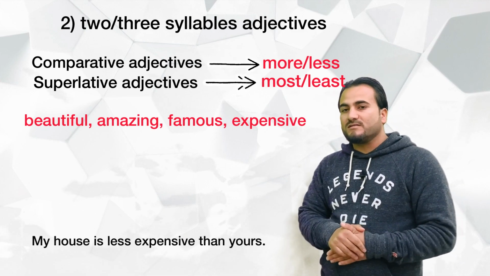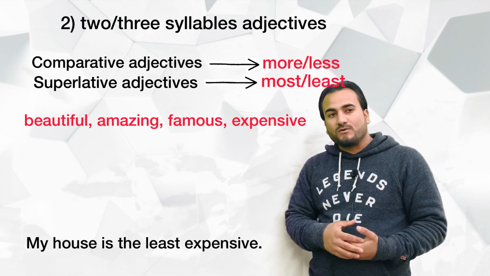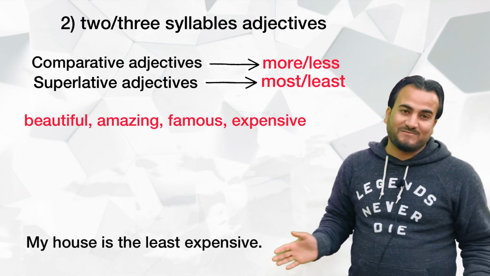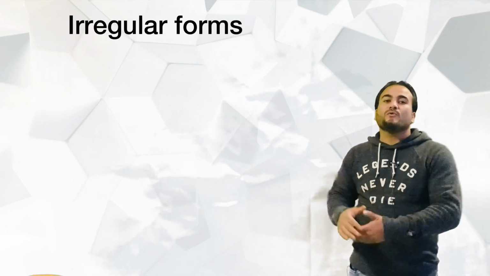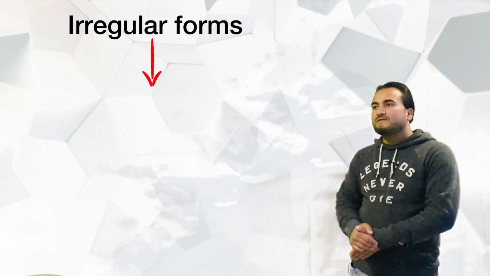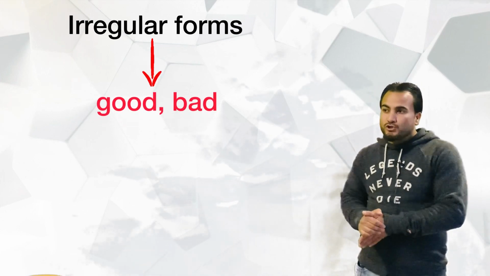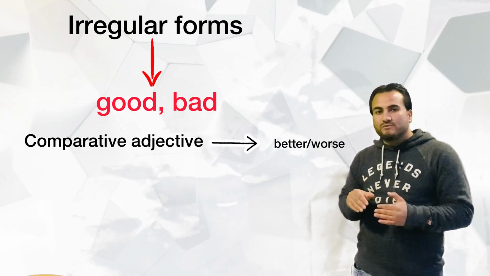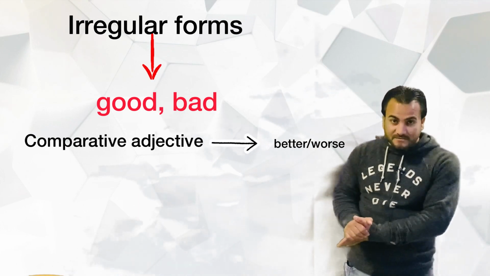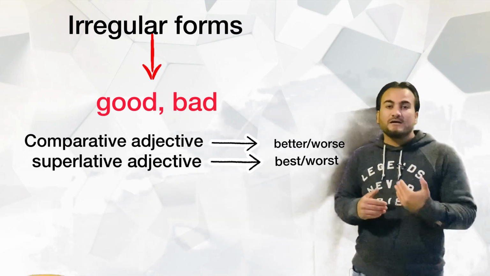Okay, my house is less expensive than yours. Maybe my house is the least expensive. Okay, very nice. Okay, the last thing we have the irregular forms, irregular adjectives, like in the words good and bad. Okay, so in the comparative form we have to use better than. Okay, better than. And in the superlative form we have to use the best.